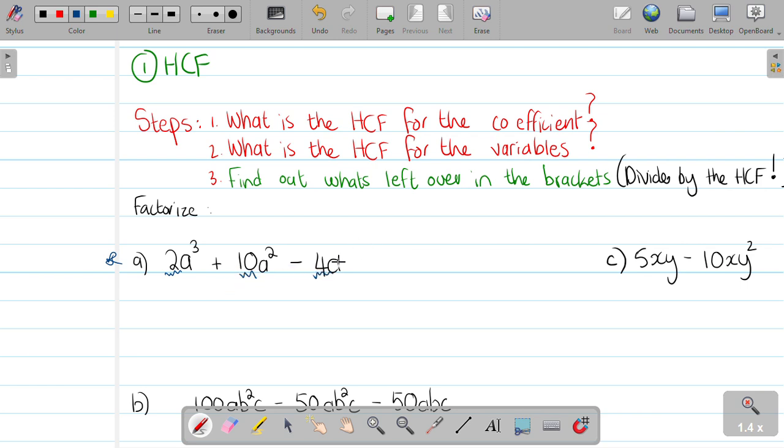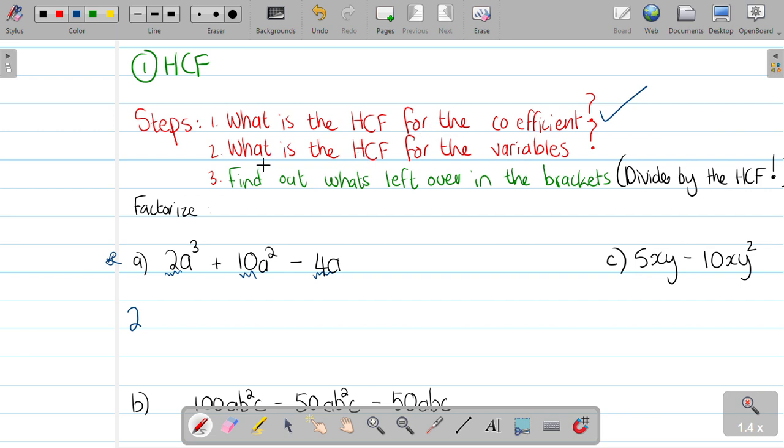But we just think of the number, not the sign. Okay, so let's have a look. 2, 10, and 4. What is the highest common factor between those numbers? So it's going to be 2, because 2 goes into 2, 2 goes into 10 and 4, and it's the highest common factor. So that one we got down easy. That one's pretty simple. We know how to do highest common factors for numbers.